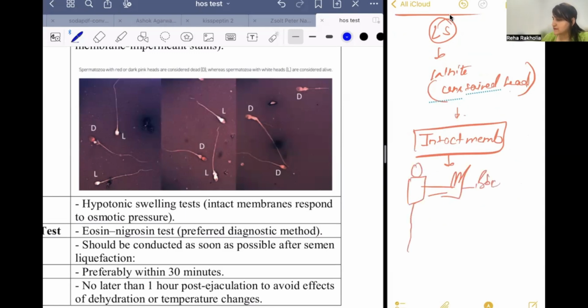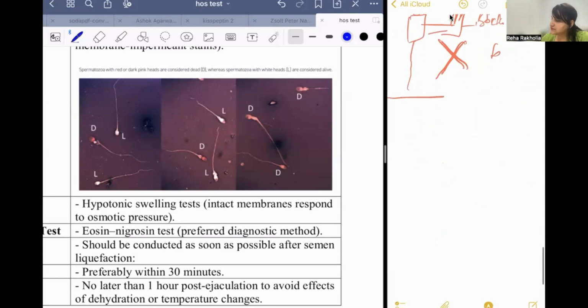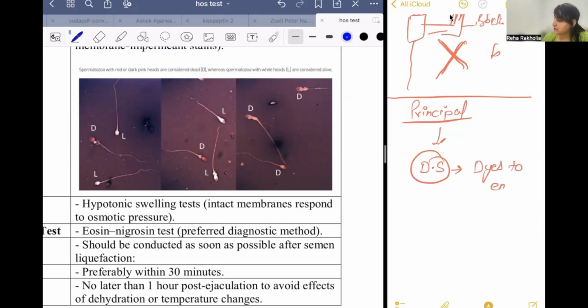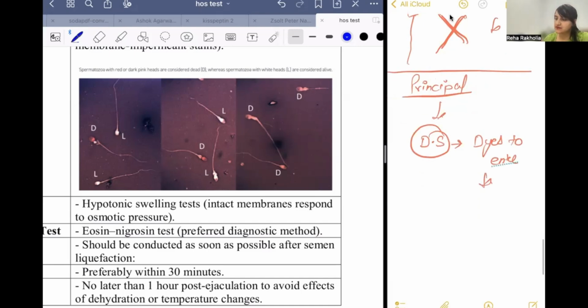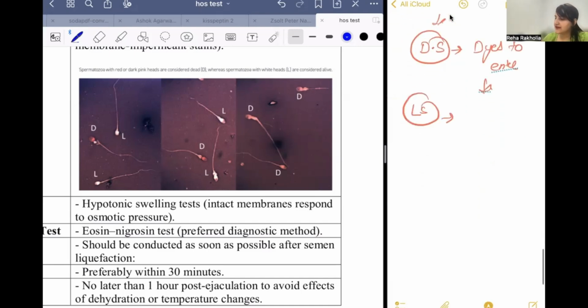Blocks dye, preventing it from entering the cell. Now, what is the principle? The principle of the dye exclusion test is that only dead sperm allow dyes to enter the cell, because their cell membrane is compromised. Okay, while live sperm exclude dye due to the intact membrane.